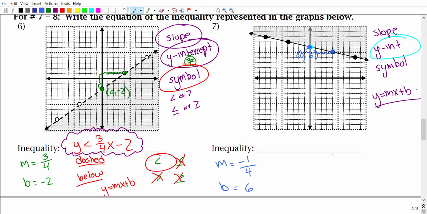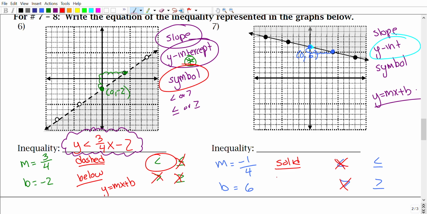Now again, I have a few choices here. I have that symbol, less than or equal to, greater than or equal to. Let's figure out which one we're going to use. Look at your line first, guys. Is it solid or dashed? It is a solid line. So which ones are automatically off the table? I cannot use either of those two. It's a solid line, so the equal to has to be underneath the inequality, so our only choices are less than or equal to or greater than or equal to.